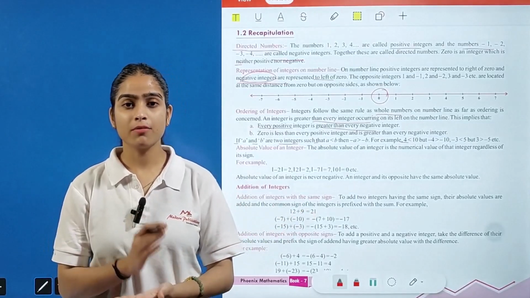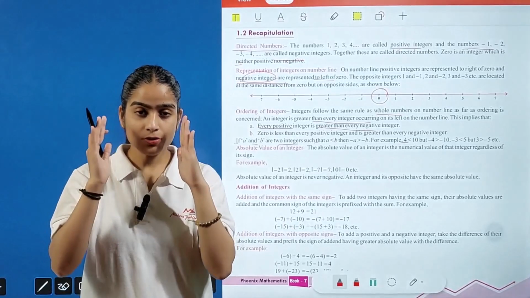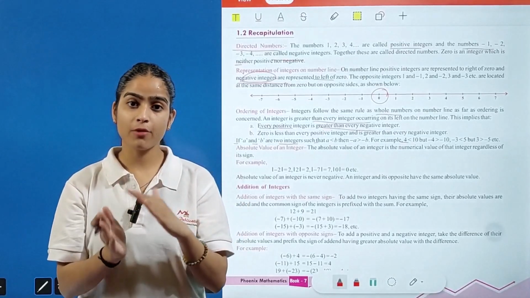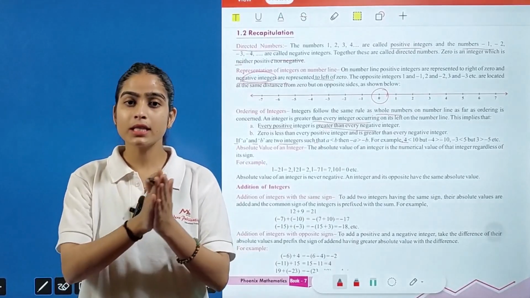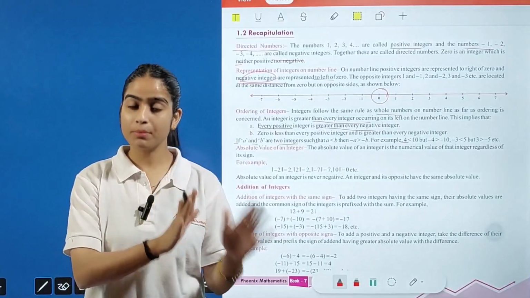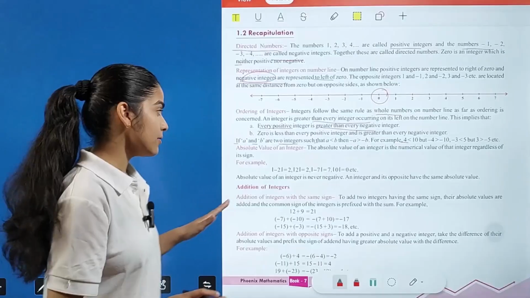For example, you have -2 and -1. Which one is greater? First you have to observe that the numbers have a minus sign. So we have to follow the opposite rule of comparison: -1 is greater than -2. I hope, students, you already remember this concept which we learned in our earlier classes, and right now you also understand what I mean to say.